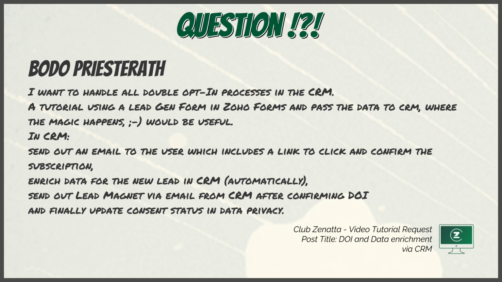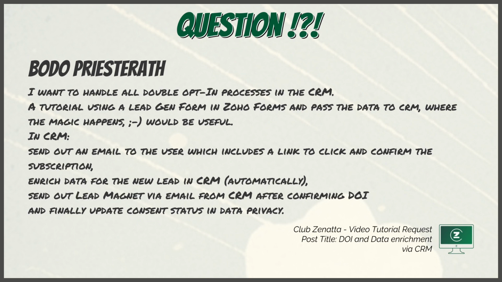I want to handle all double opt-in processes in the CRM. If you don't know what a double opt-in is, a person says they want to subscribe to your newsletter, and then you usually send them an email that says, do you really want to do this? If so, click here to verify that it's really you, and now you've got the double opt-in. A tutorial using a lead gen form in Zoho Forms, and pass that data to the CRM where the magic happens. It would be useful.